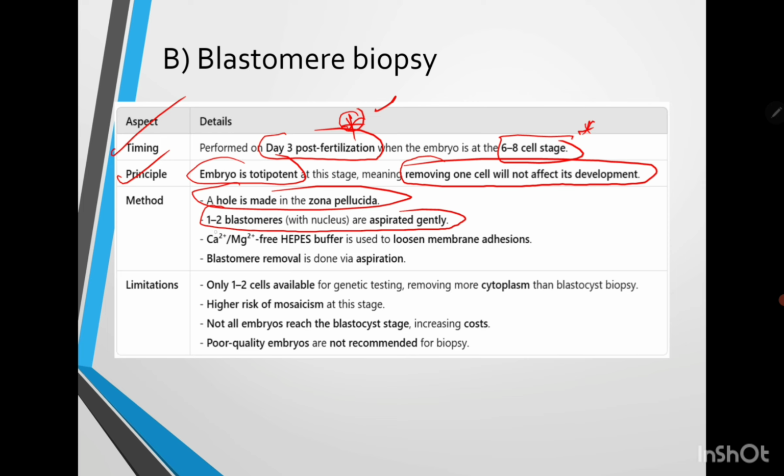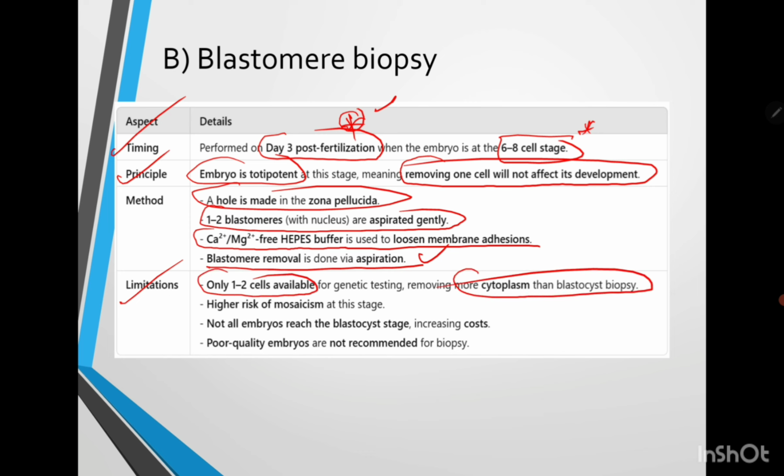What medium is used? Calcium magnesium free HEPES buffer, used to loosen the membrane adhesions. Blastomere removal is done via aspiration. The limitations of this biopsy: only 1 to 2 cells are available for genetic testing, more cytoplasm is removed than in blastocyst biopsy, and there is a higher risk of mosaicism at this stage. Not all embryos reach the blastocyst stage, which increases the cost. Poor quality embryos are not recommended for biopsy.